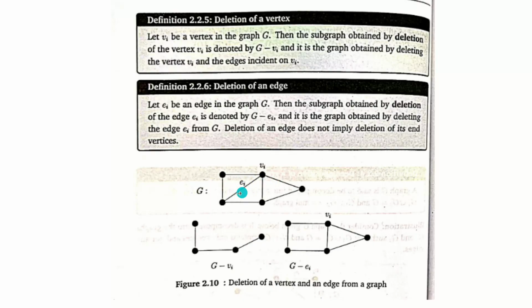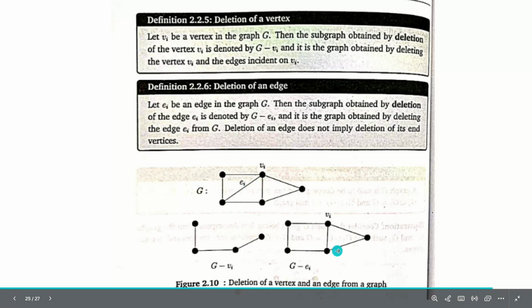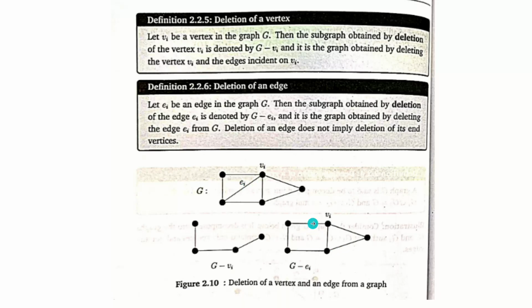While removing an edge, you will denote that graph as G minus ei, and here we won't delete any end vertices. We are deleting in such a way that only that edge is removed, not the end vertex. This is one of the most important things that you have to understand. We will remove only that edge here. If I want to remove ei, I will remove that ei only from here. Okay, fine.